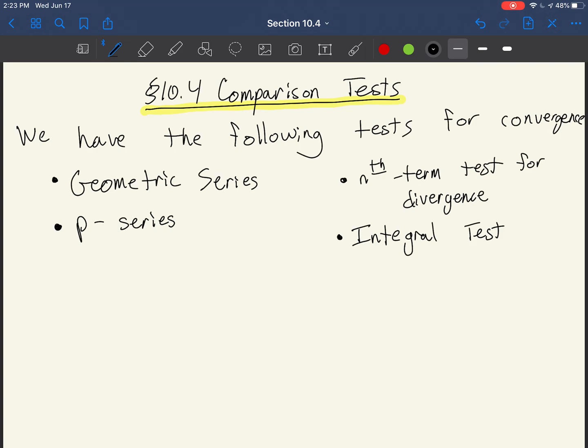The comparison test was: compare this function that we know how it behaves in an improper integral to this function that we don't know how it behaves in an improper integral. And in the comparison, we figure out something about that second function. So we have something very similar for series. So we have the direct comparison test.